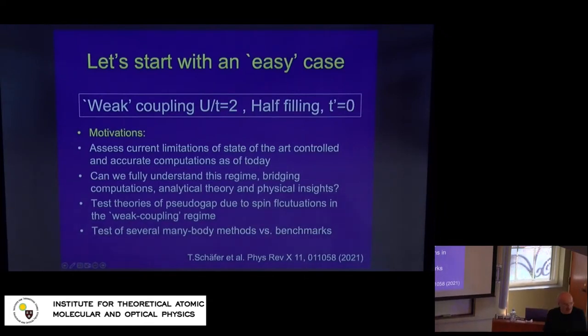So, let's start with an easy case. Let's do half filling. I know this workshop is about doped systems, but allow me a few slides on half filling. Half filling, weak coupling, or weakish coupling, U over T equal to. In principle, we should be able to do everything on this problem, right?